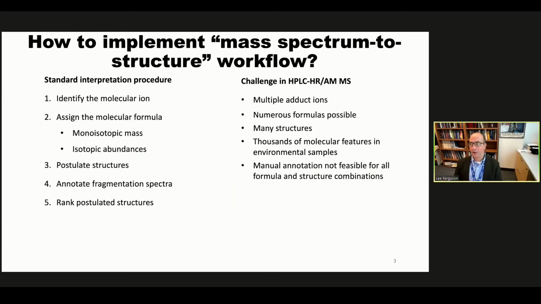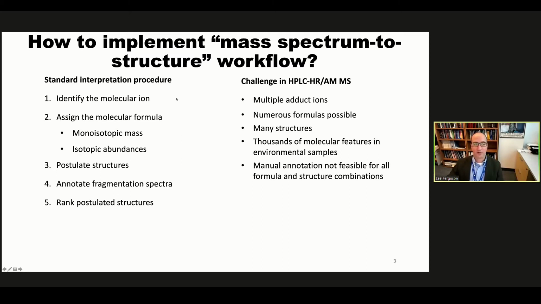So the question that we really have been approaching is, how do we implement a strategy that goes from mass spectrum to chemical structure? How do we implement this spectrum to structure workflow in the laboratory in a routine way? And so I would compare and contrast how this work is done in laboratories by mass spectrometrists.